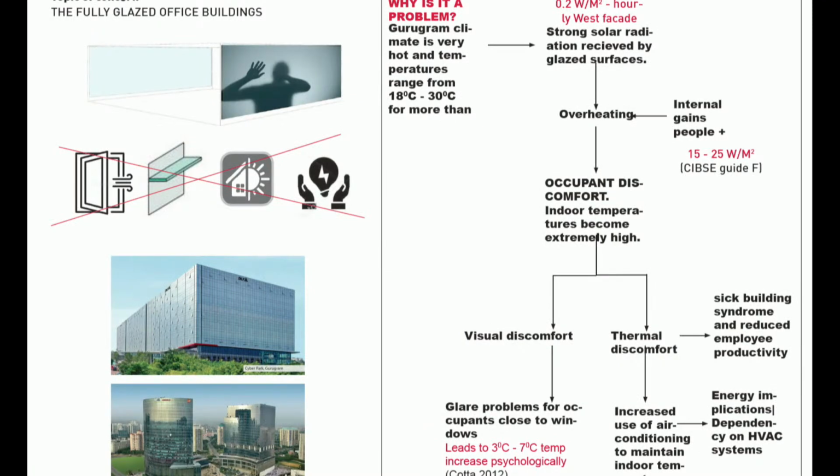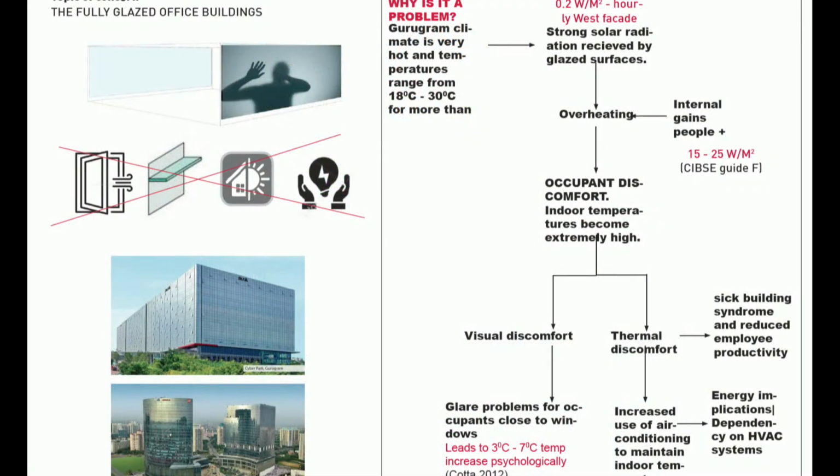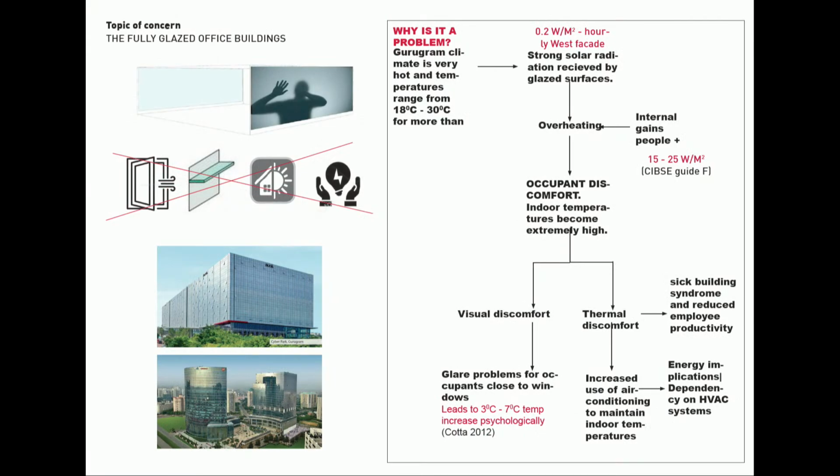The topic of concern here is the fully glazed office buildings. Glazed office buildings have a lot of issues like no ventilation, no shading, no connection between the outdoor and the indoor, and a lot of energy use. It's a problem because the Gurugram climate is very hot and temperatures range from 18 to 30 degrees for more than half the year. This results in strong solar radiation received by the glazed surfaces, which results in overheating, which causes occupant discomfort. This also leads to glare problems, and increased use of air conditioning leads to energy implications.